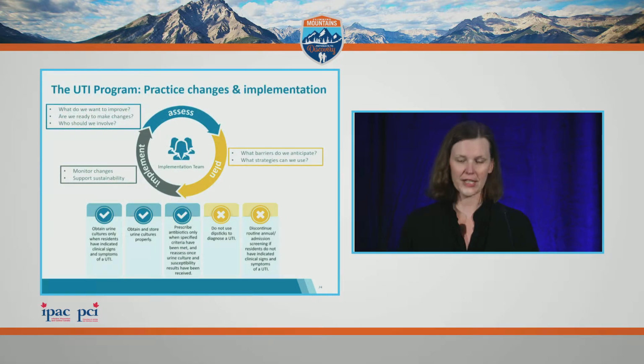So from working through these 4 steps, our UTI program has emerged. Our project team looked at the evidence to see what best practices were for reducing unnecessary prescriptions for asymptomatic bacteria, and what we should recommend people do, what people should change to have an impact. We narrowed it down to those 5 practice changes that you see at the bottom of the screen, the 3 do's and the 2 don'ts.